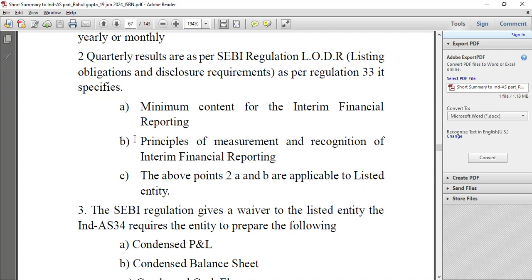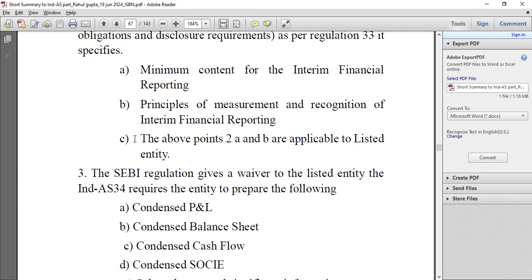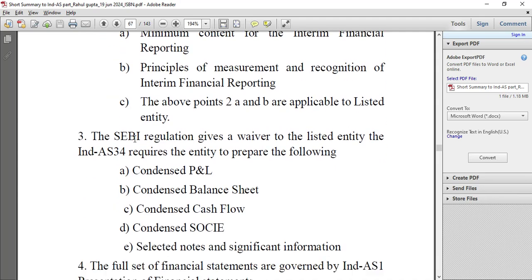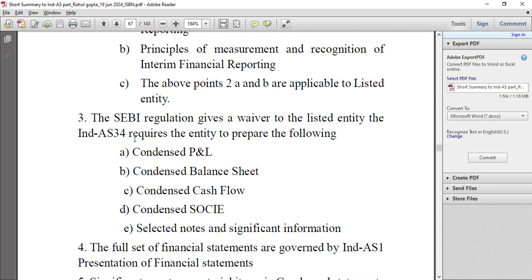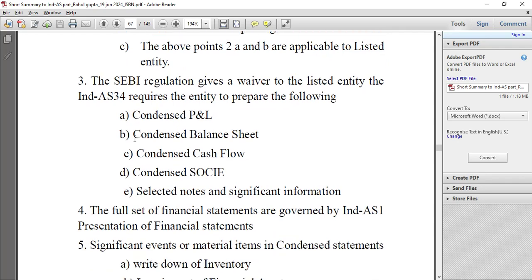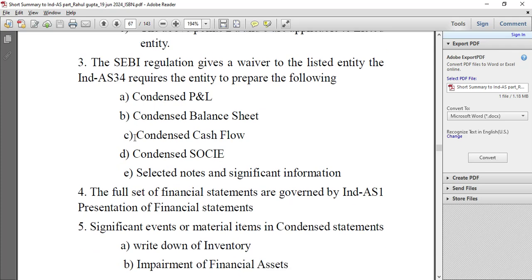The Ind AS 34 requires the entity to prepare the following: condensed P&L, condensed balance sheet, condensed cash flow, and condensed SOCIE, selected notes and significant information. The full set of financial statements are governed by Ind AS 1 presentation of financial statements.